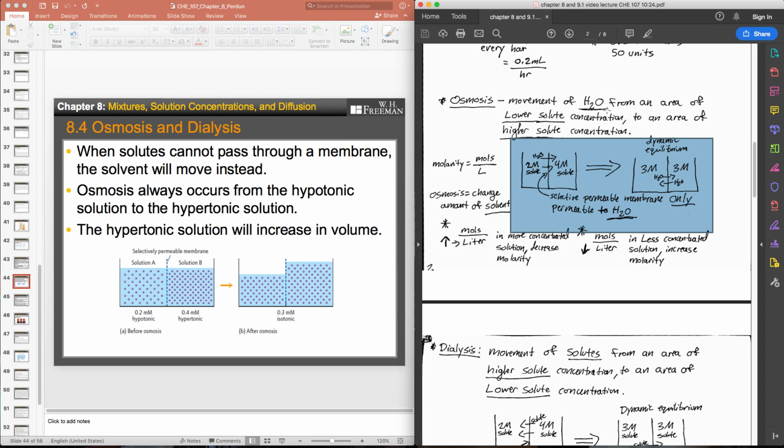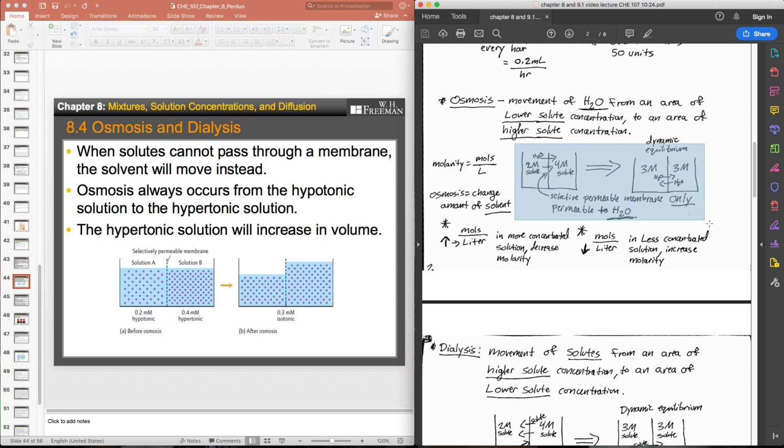And so the movement of water, this osmosis, is the movement of water going from an area of lower solute concentration to an area of higher solute concentration. Another way of saying that is it's moving from an area of higher solvent concentration, so higher water concentration, to an area of lower water or solvent concentration.